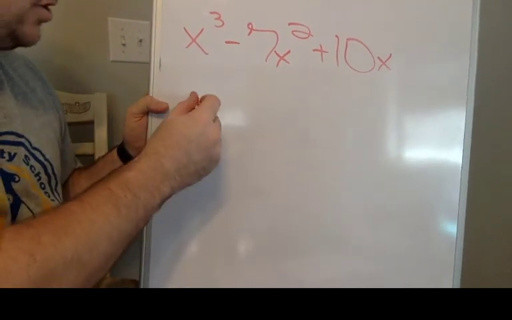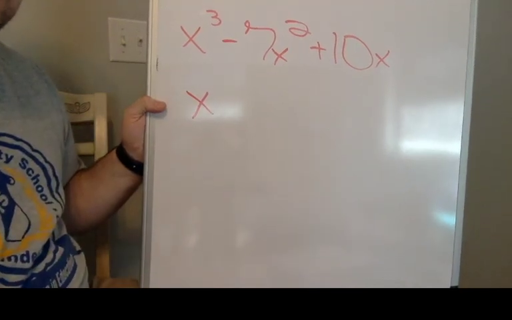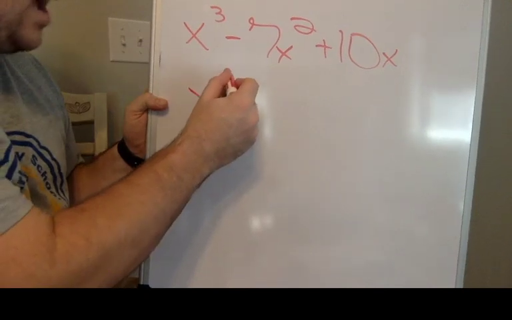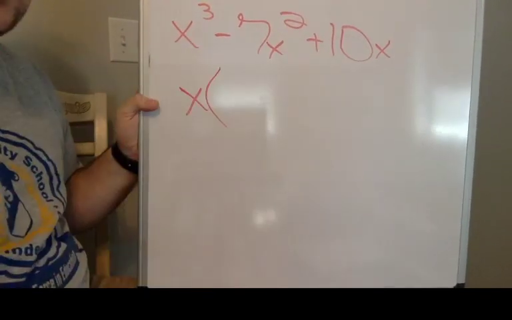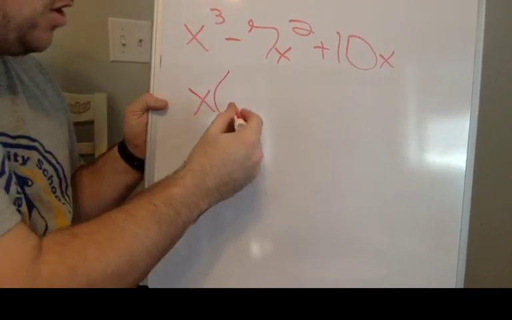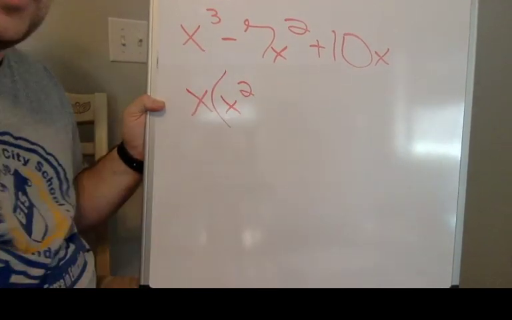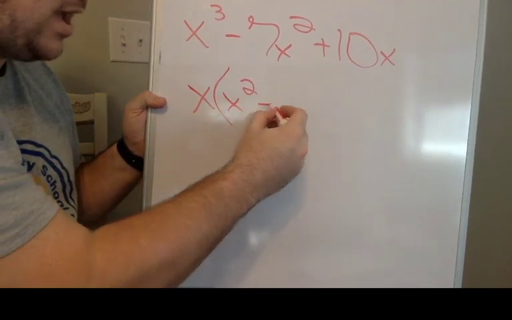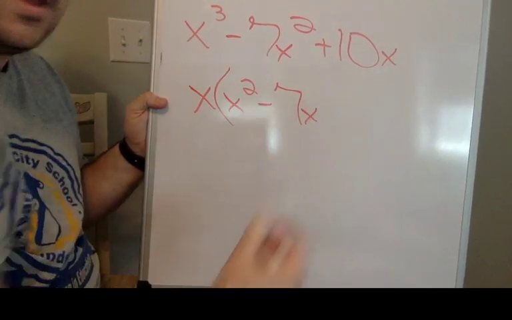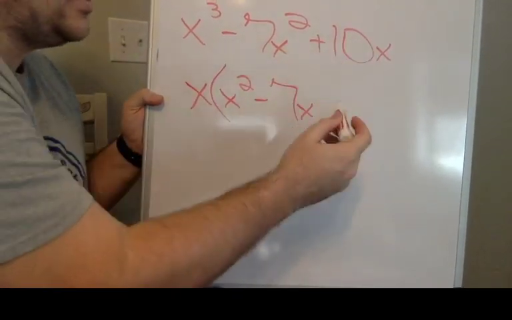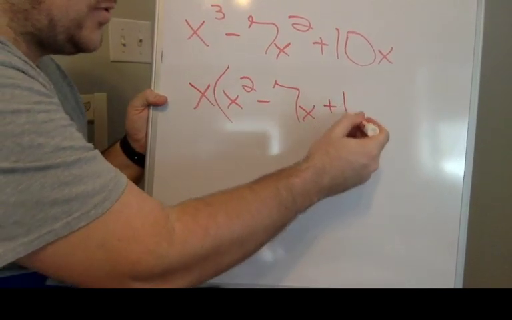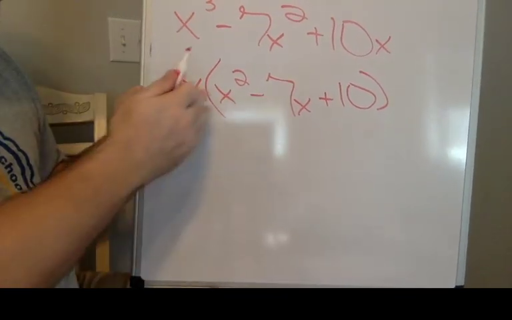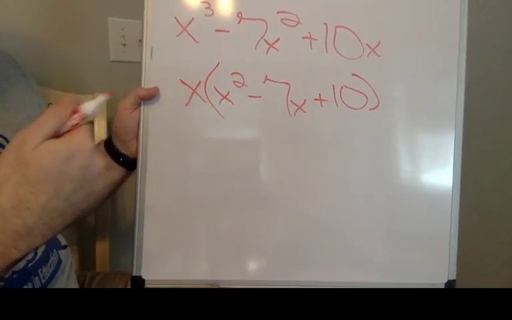So the first thing that you can factor out is one of the x's, because this one only has one x, so you can't factor out more than that. So I would factor out one x and take one x away from everything. So x to the third, if I take one x away, becomes x to the second. 7x squared, if I take one x away, becomes 7x. And then 10x, if I take one x away, is just 10. So that would be my first step, is I just factor out anything that they all have in common.